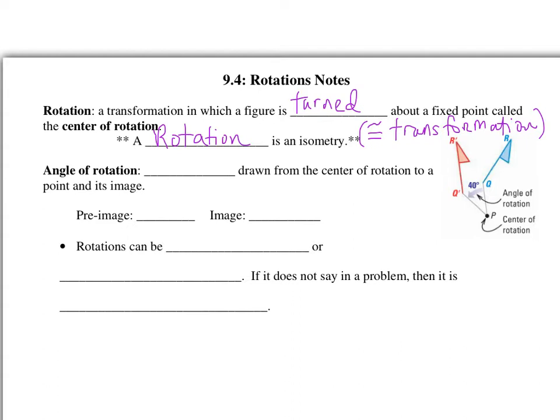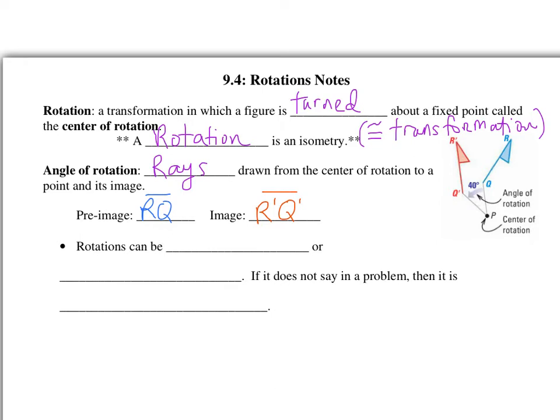So the angle of rotation is when we have rays drawn from the center of rotation to the point and its image. So the pre-image in our figure on the side for these little flags is the blue RQ, so segment RQ, and then the image, so after it's been moved, is R prime Q prime.